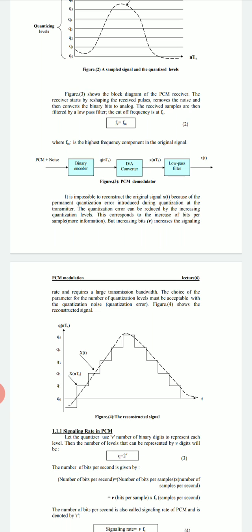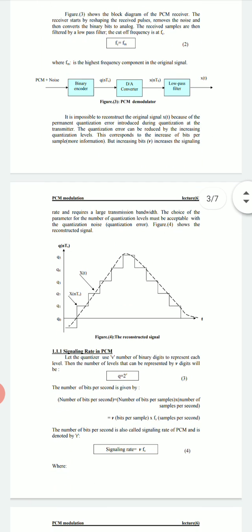So the choice of these parameters, the number of quantization levels, must be acceptable for the quantization error. We can see here the reconstruction of the signal. When we talk about the transmitted signal, it is x(nts), which will look like a step-size digital signal. We are supposed to reconstruct the signal that will look like the dotted line x(t). So you can see the diagram here.